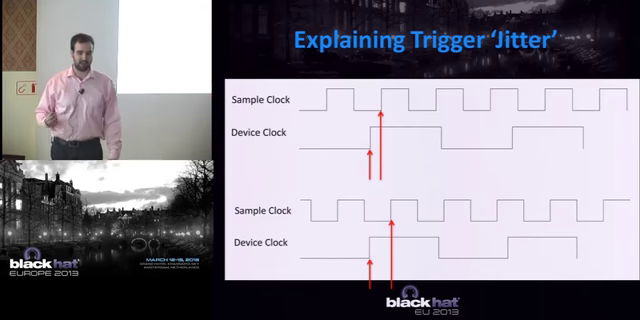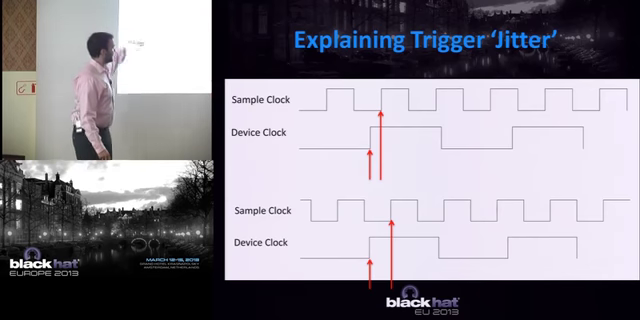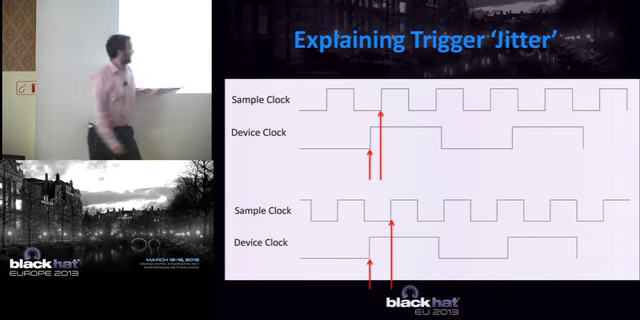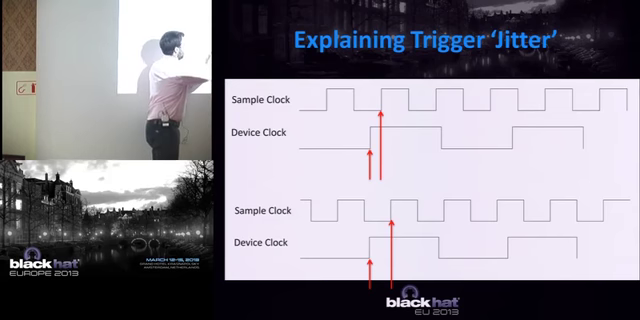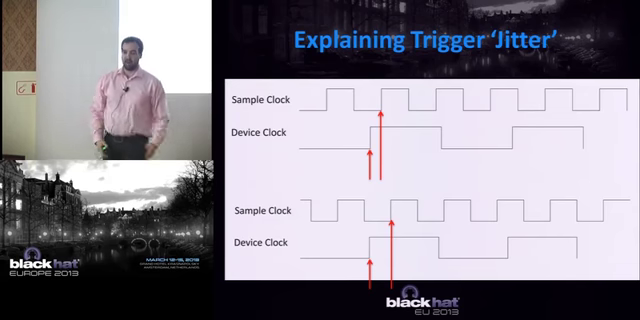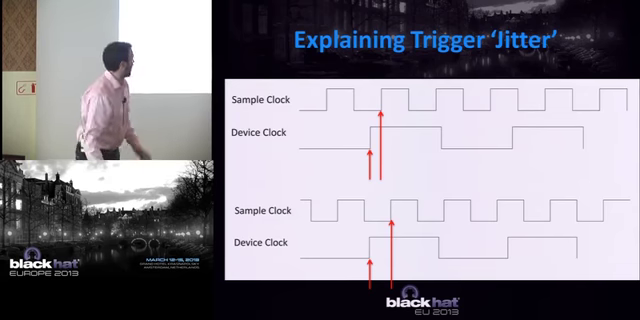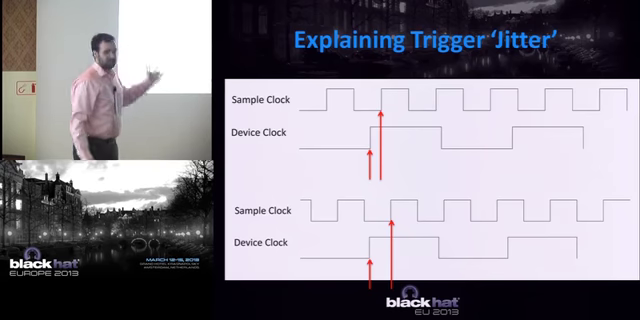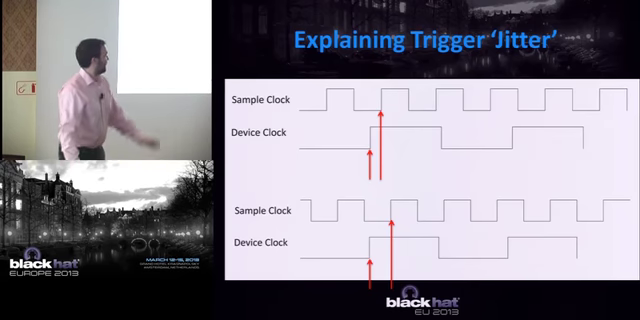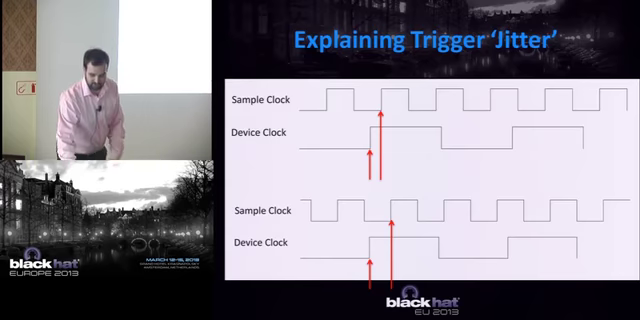The typical way they get around this is if you run this sample clock very fast, then this window becomes smaller. And that's the main reason the higher sample rate gives you such better results, is that it's sort of a hack to improve the synchronization.